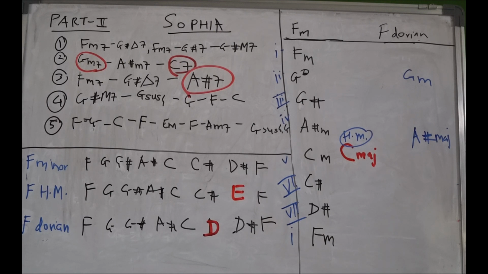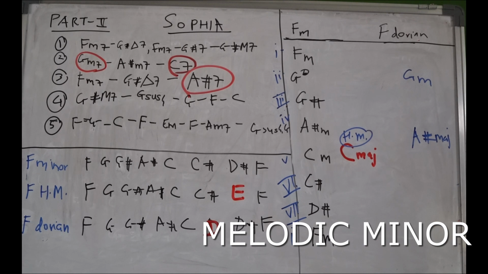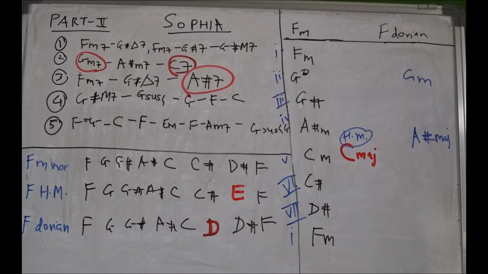You can also use another scale which is known as the F melodic minor. Even these notes, that is the sharp 6 and the sharp 7 of F, that is the D note and the E note, are found in F melodic minor. So these chords can also be analyzed as being from F melodic minor scale.